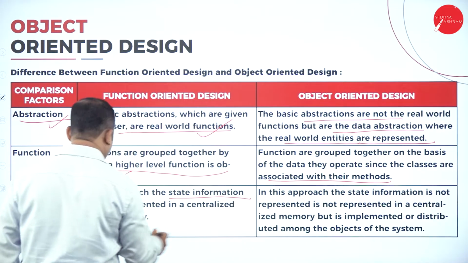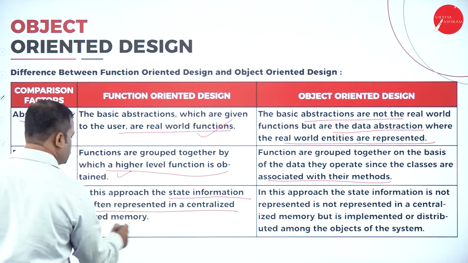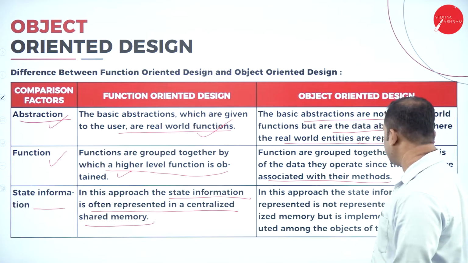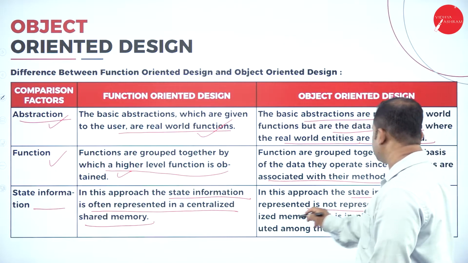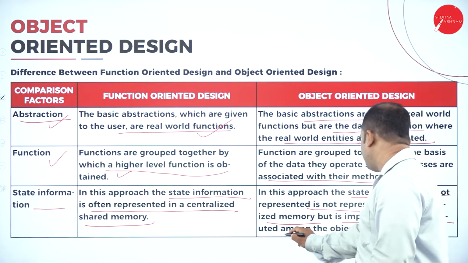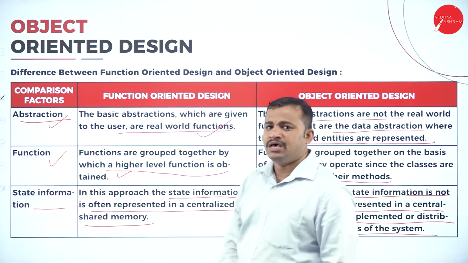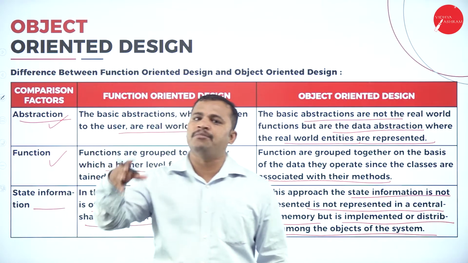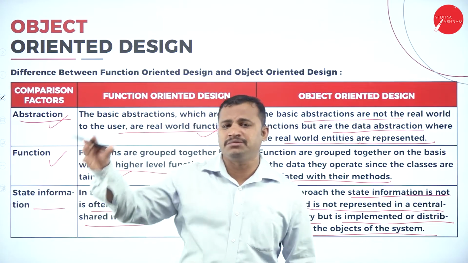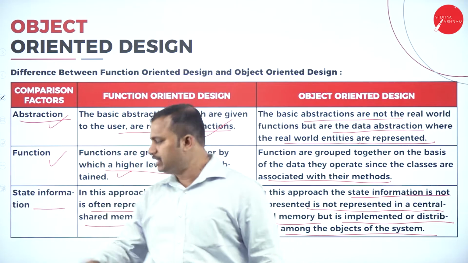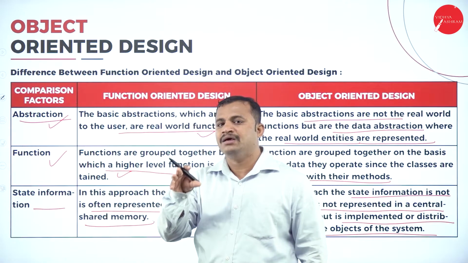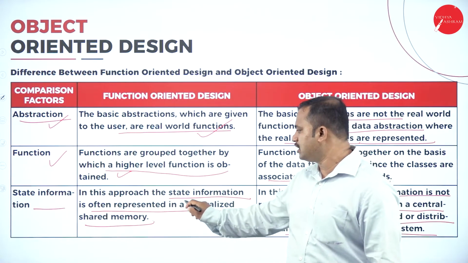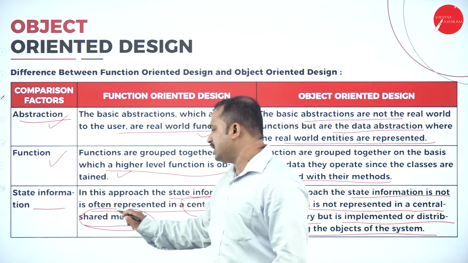The approach is that the state information is often represented in centralized shared memory in function-oriented design. But in object-oriented design, the state information is not represented in centralized memory, but implemented or distributed among the objects of the system. That means a copy of the data, the data members and member functions, is shared among multiple objects. That is called a distributed way of computing. But in the other case, the single variable information is shared among multiple resources. There is no copy of that. That's why we call it centralized shared memory.